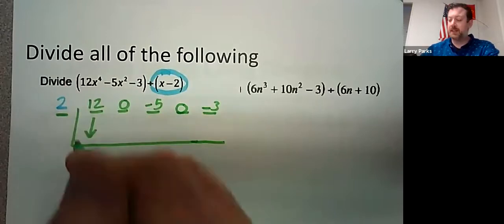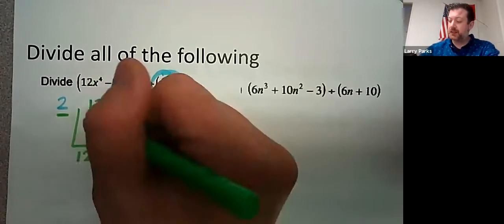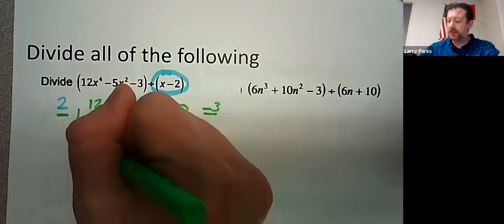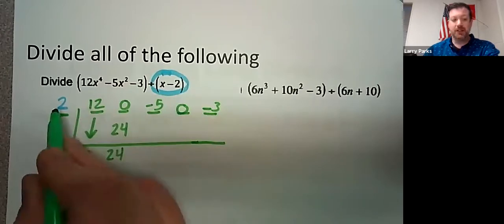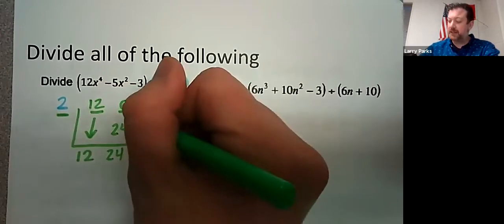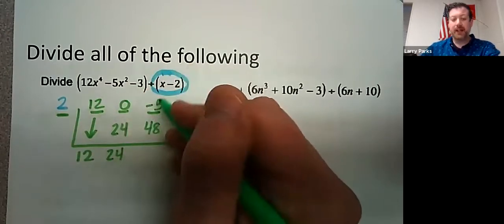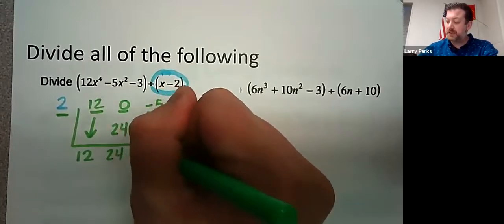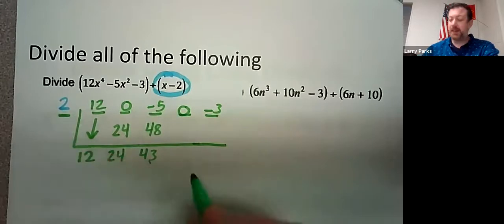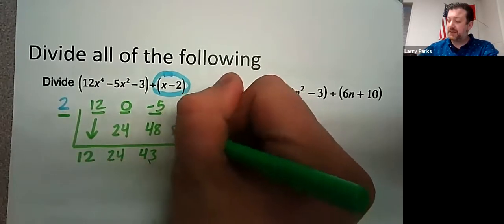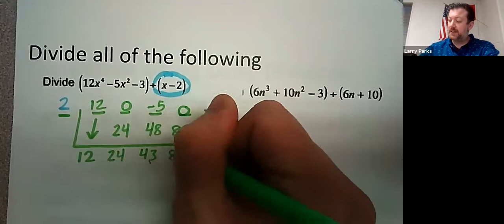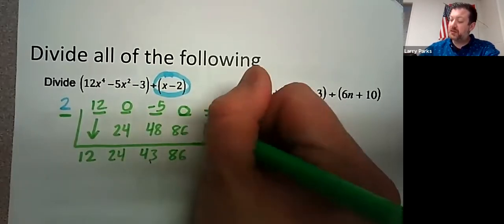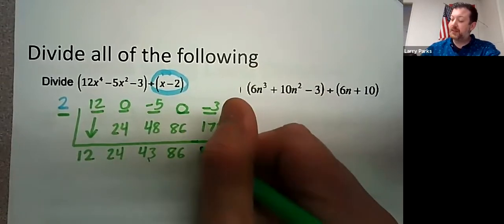You multiply. 2 times 12 is 24. You add. 0 plus 24 is 24. 2 times 24 goes here. That's 48. You add. -5 plus 48 is 43. You multiply. That'd be 86. You add. And then you multiply. And that'd be 172. Add those, you get 169.